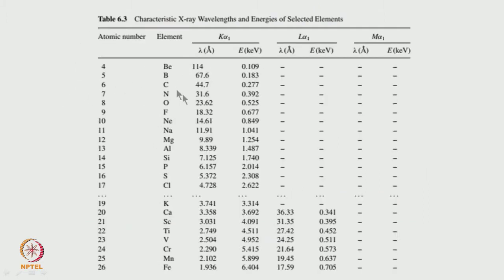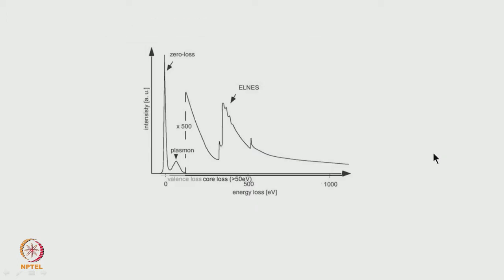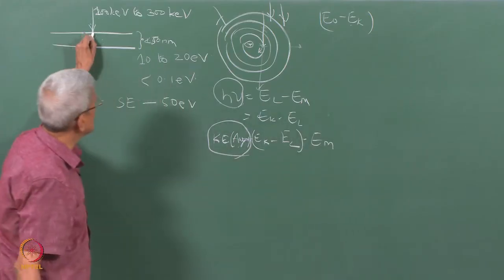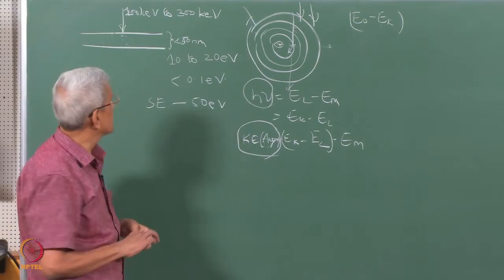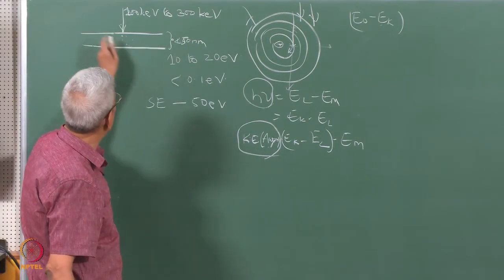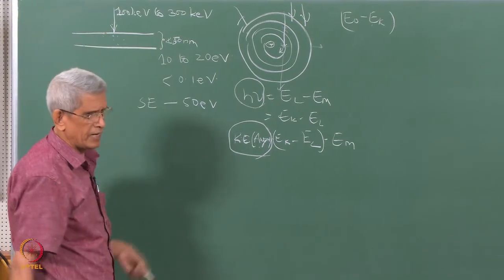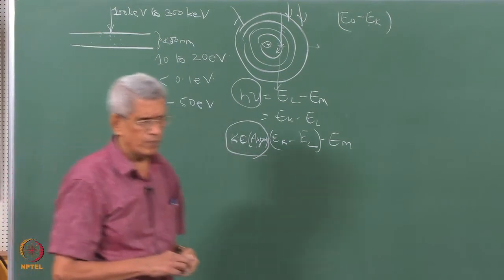Here the characteristic X-ray energies for various elements are given in this table. Okay. What is given here is that, as I mentioned, an electron with a particular energy enters into the sample. We assume that it is one particular type, a pure element like aluminum or copper or nickel. Okay.